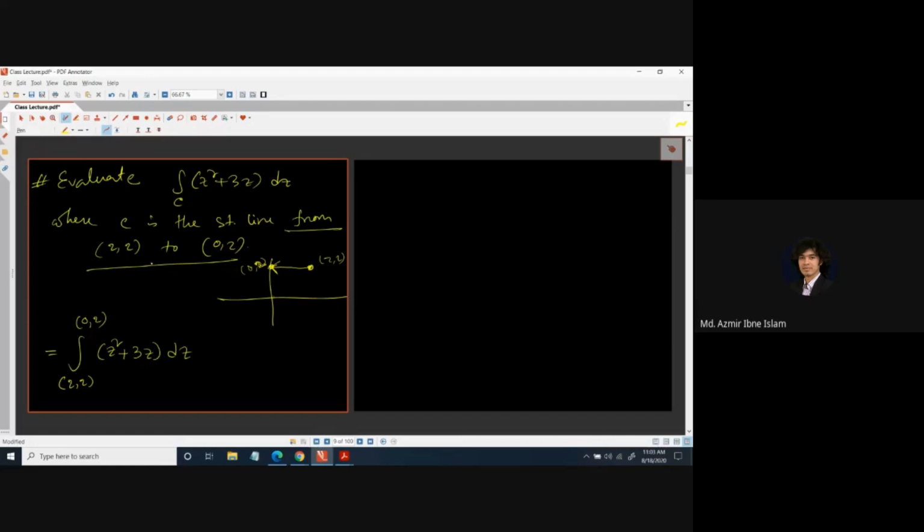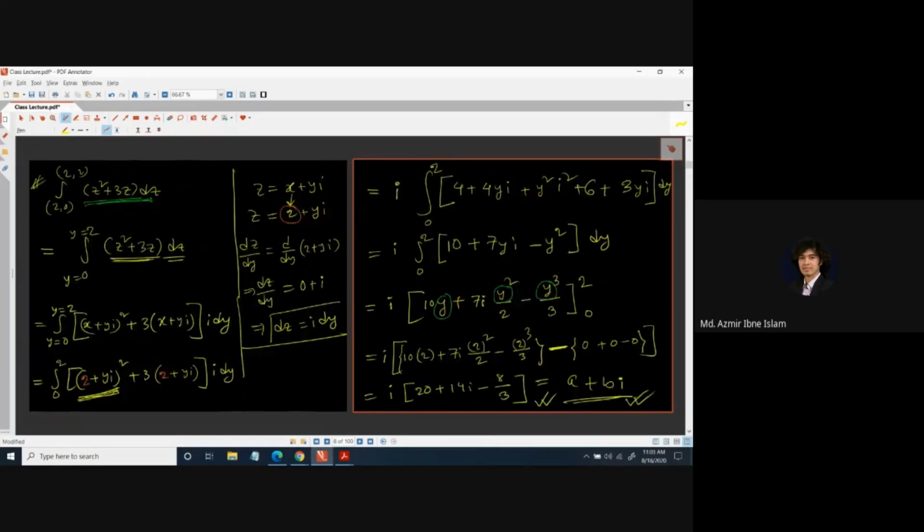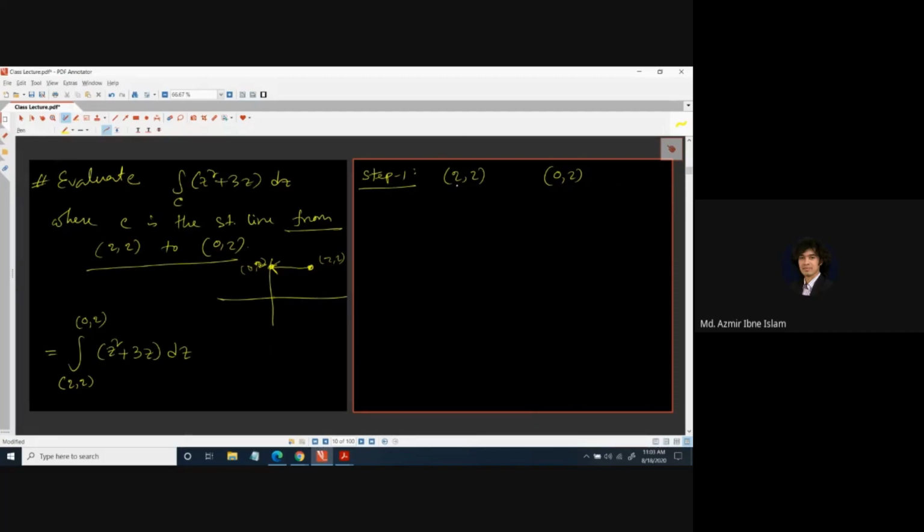Now from this part, our first target is to find the limit. So step 1, we have a total of 2 points, 2 and 0 2. So we will apply the same technique we have done here. Try to understand again. x and y, sorry. Here, for the first point, x equal to 2, y equal to 2. For the second point, x equal to 0, y equal to 2.